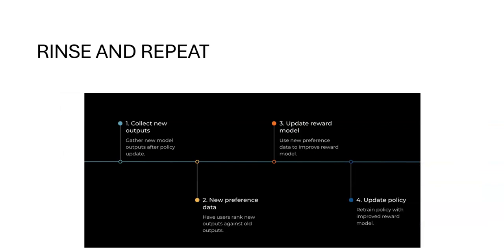So basically, what you will do in the reinforcement learning process is you will collect the new outputs, and you have your new preference data, and you will update the reward model, and then you will update the policy. So all these steps will be repeated until you have your maximized results.